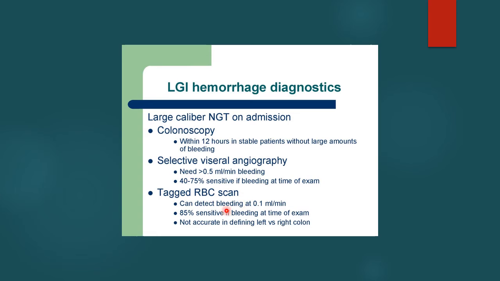Tagged RBC scan can detect bleeding at 0.1 mL per minute. Therefore, it is more sensitive than your angiogram, 85% sensitive if the bleeding continues at the time of examination. The drawback of tagged RBC, although it's very sensitive, is that it's not accurate in defining the left versus the right colon. So that causes some confusion as to the localization of the source of bleeding.